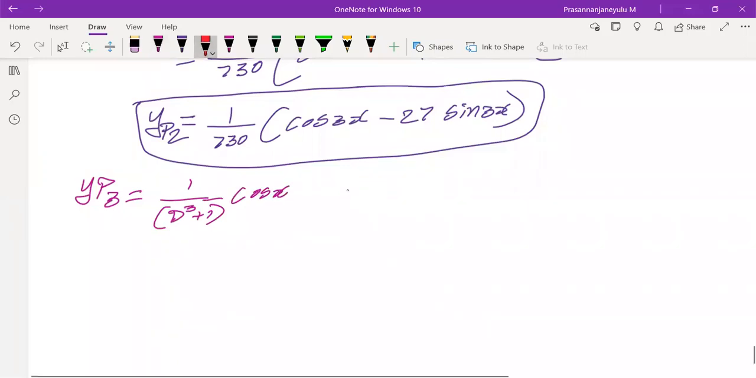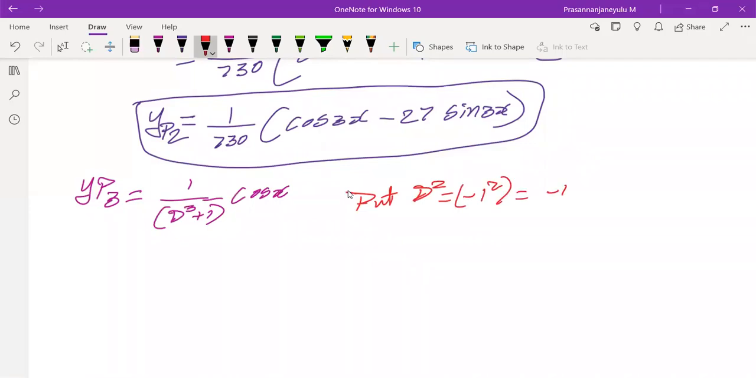So now what do we have to substitute here? Put D square equals, as usual according to procedure, D square equals minus a square. What is the value of a? 1. So minus 1 square is nothing but minus 1. But we have only the possibility of D cube, no D square. So D cube is equals to, how much will we get? Minus D. For example, we are not having D cube in the problem.